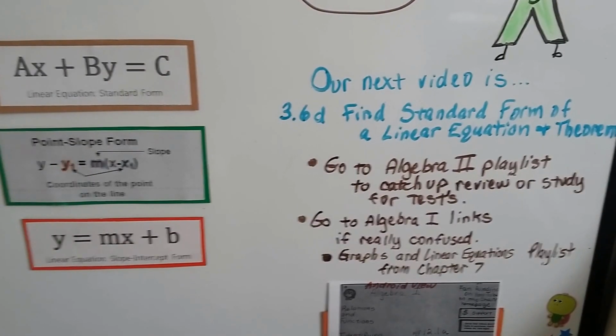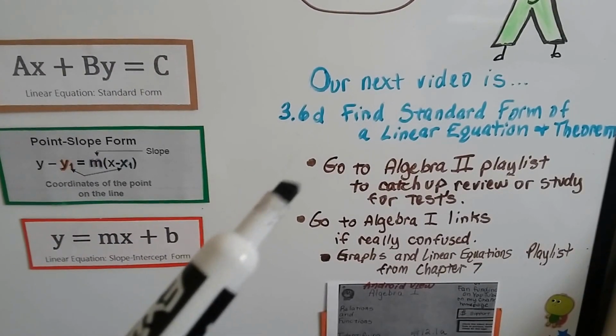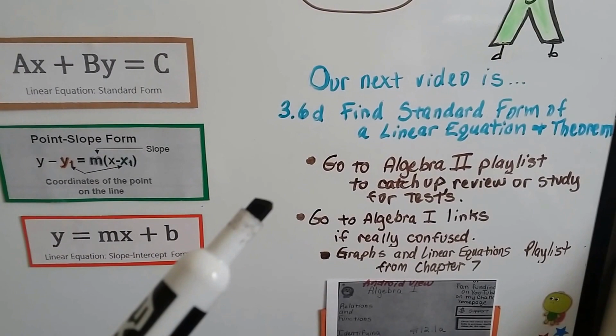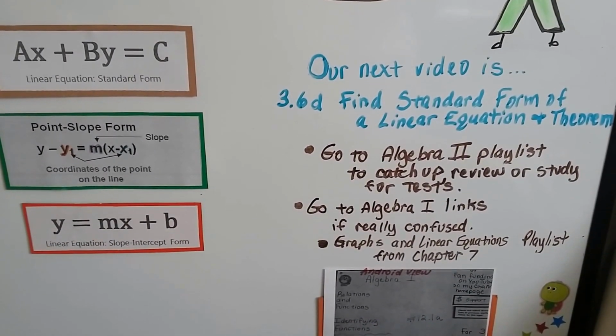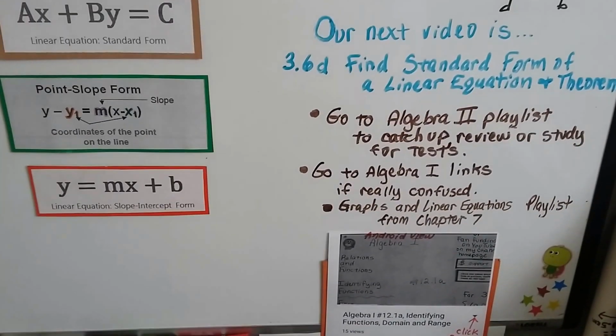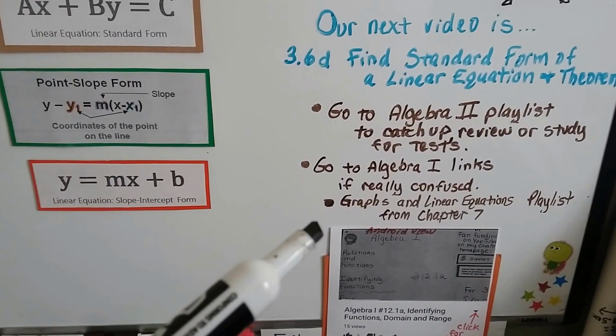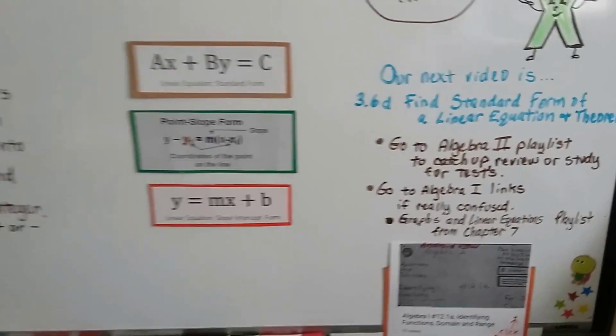Our next video is 3.6D. It's the 4th video in Lesson D. And it's going to be about finding the standard form of a linear equation, and I've got a theorem for you. And in this description is going to be a link to the Algebra II playlist so you can study, and an Algebra I chapter, Graphs and Linear Equations playlist, so you can study and catch up if you're confused.